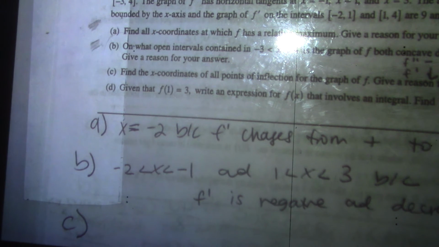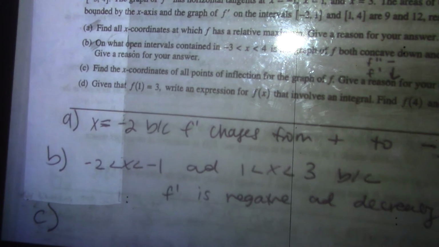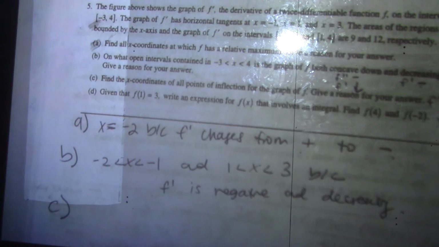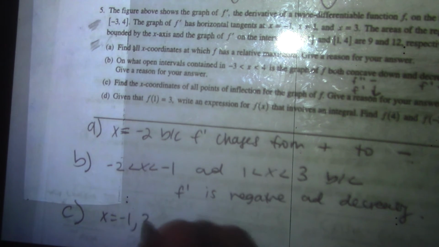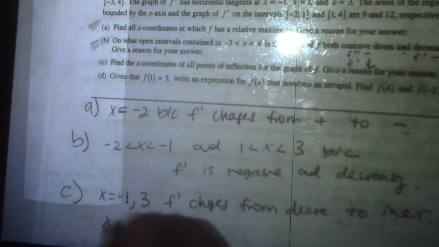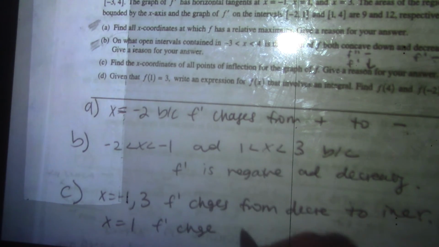Here we're looking for points of inflection. So points of inflection is f double prime changing signs, which means f prime changes from increasing to decreasing. So we have here, here, and here because these two go from decreasing to increasing, the -1 and the 3. So x equals -1 and 3. F prime was decreasing and is now increasing. And then the other one is x equals 1 because f prime changes from increasing to decreasing.